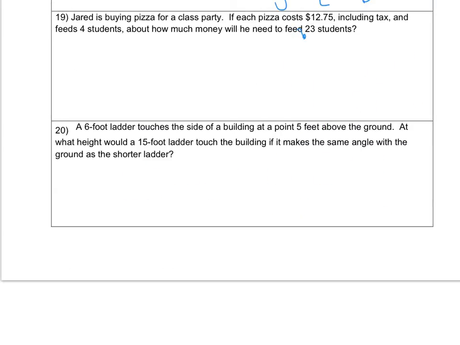Okay, on 20 it says a 6-foot ladder touches the side of a building at 0.5 feet above the ground. At what height would the 15-foot ladder touch the building if it makes the same angle with the ground as the shorter ladder? So we're comparing two things. We're comparing the ladder height and the point above the ground. So I'm going to do above ground.